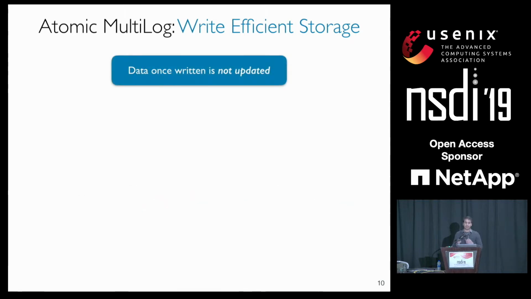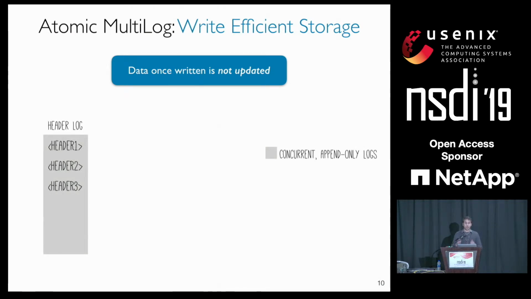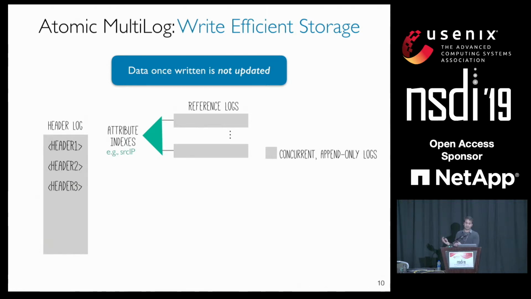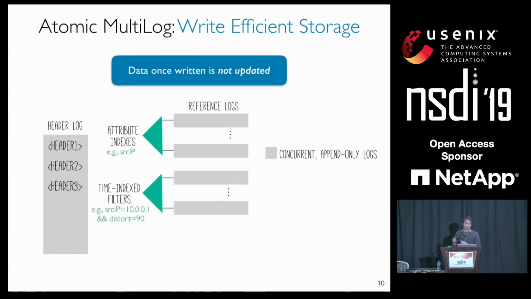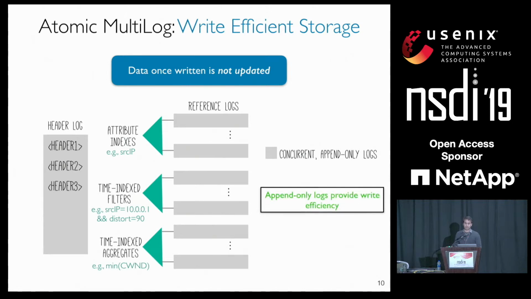In contrast, in the atomic multilog, we can exploit the fact that data, once written, is no longer updated, and use this fact to use concurrent append-only logs to store not only the header packet logs, but also to store data across the derived data structures such as attribute indexes, packet filters, and even attribute aggregates. And the use of these append-only logs allows us to achieve write efficiency that is capable of sustaining millions of packet writes per second. But on the other hand, we give up the support for in-place updates, which is acceptable for network telemetry data.